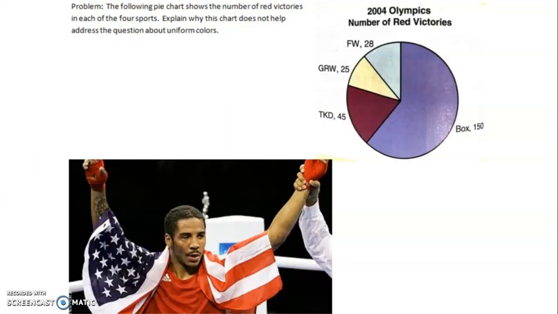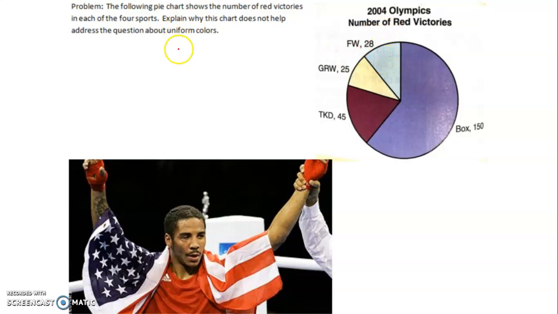And the last thing it says is the following pie chart shows the number of red victories in each of the 4 sports. Explain why this chart does not help address the question about uniform colors. So take a second, digest this pie chart, figure out what it's telling us, and then we'll come back and talk about it. Okay, so why does this not help us figure out the difference between red and blue? Well, this shows the number of red victories, right? Where's blue? We can't really compare them if there's only one color, right?